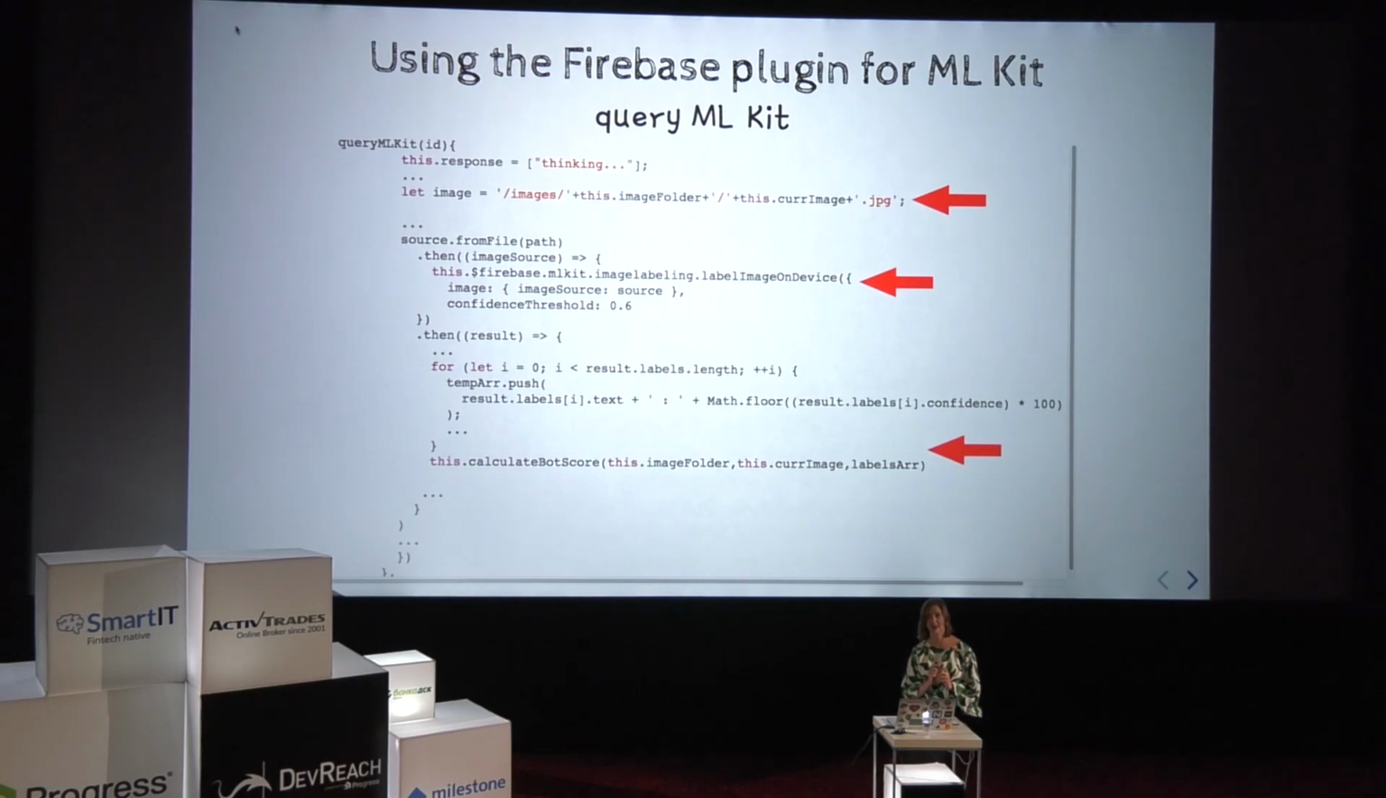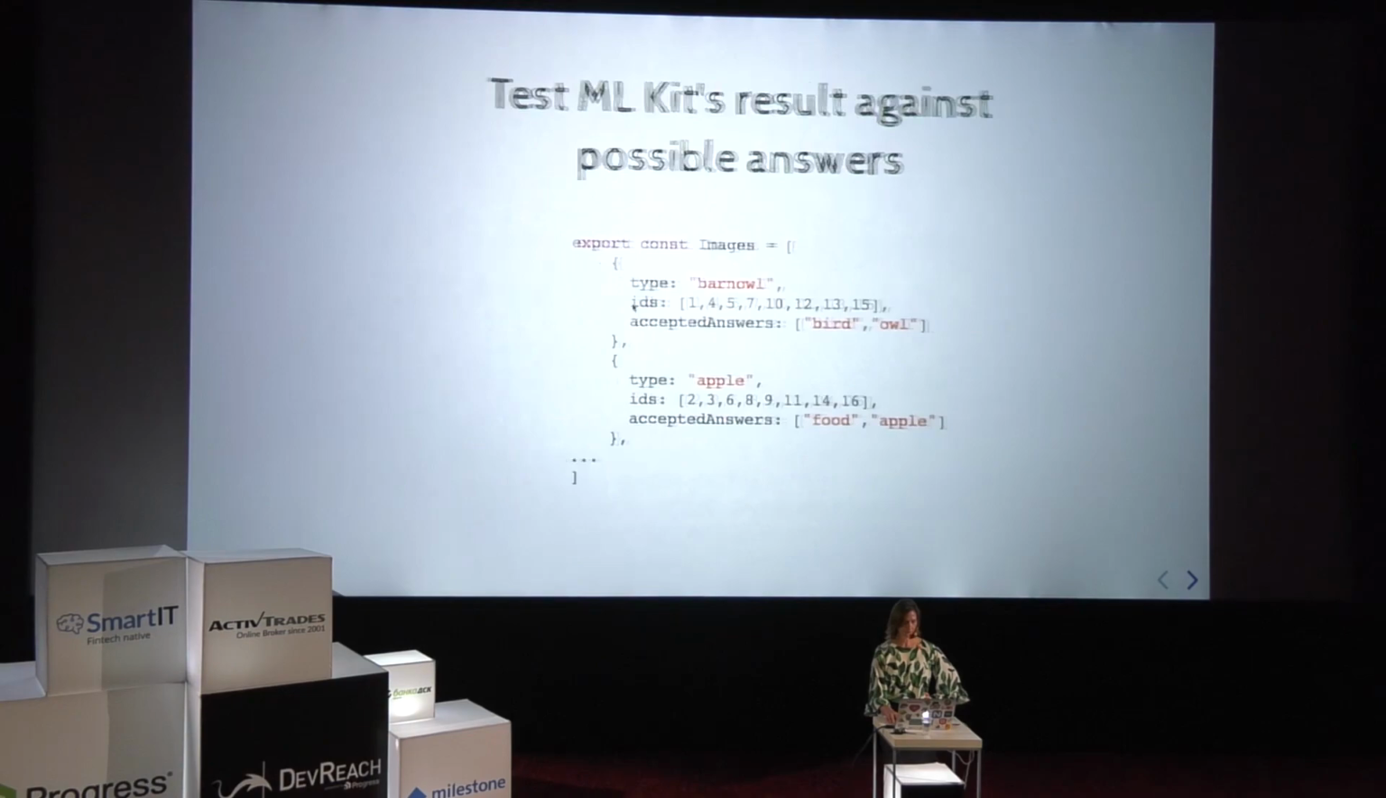This app can work offline. So you query MLKit, which is running on device, and you're passing over the images, and MLKit is returning labels. So you can say, I want labels with accuracy of 0.6, or maybe 0.7, a little bit more accurate. And then I'm going to take the labels that it's giving me, and I'm going to calculate a score, how accurate they are and how accurate I am.